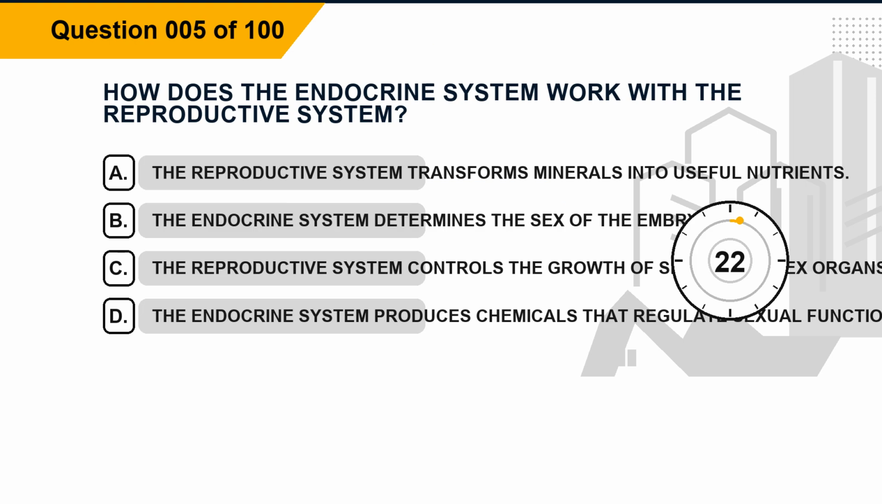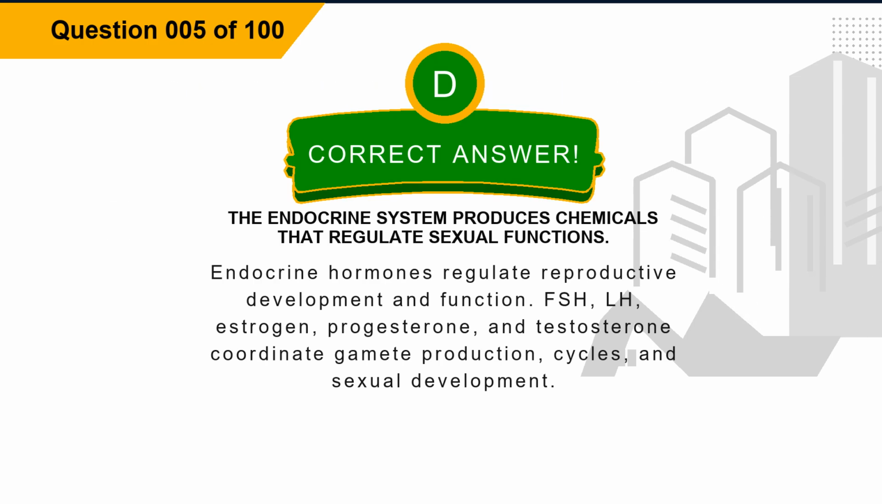Question 5. How does the endocrine system work with the reproductive system? Option A. The reproductive system transforms minerals into useful nutrients. Option B. The endocrine system determines the sex of the embryo. Option C. The reproductive system controls the growth of secondary sex organs. Option D. The endocrine system produces chemicals that regulate sexual functions. The correct answer is option D. The endocrine system produces chemicals that regulate sexual functions. Explanation. Endocrine hormones regulate reproductive development and function. FSH, LH, estrogen, progesterone, and testosterone coordinate gamete production, cycles, and sexual development.